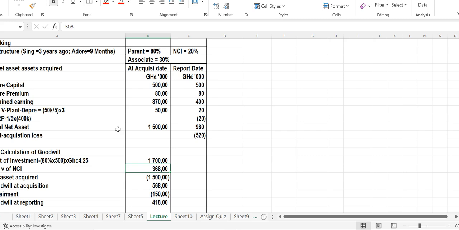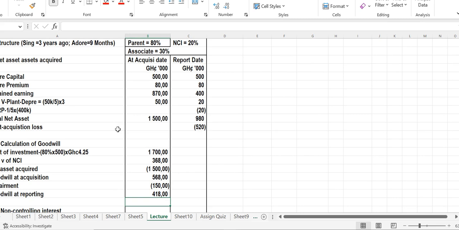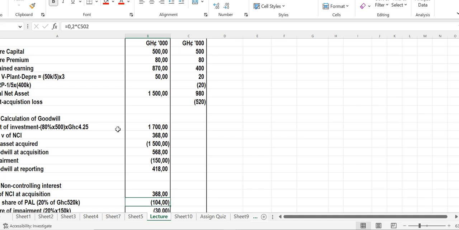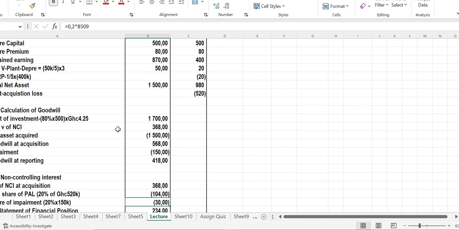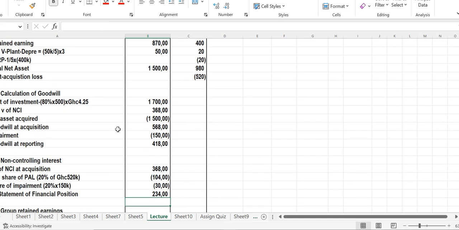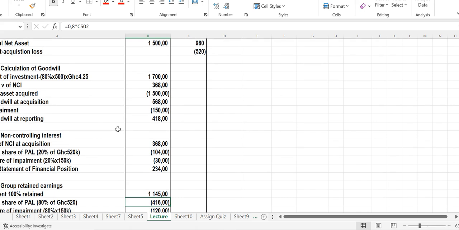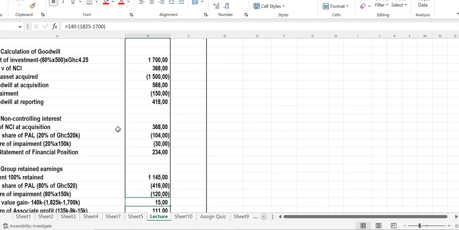parent. Then we calculate the fair value of NCI, which is given in the question. Then we take out the net asset as we have calculated in working 2. There is goodwill and there is impairment, which is also given in the question, and then goodwill at reporting. Your non-controlling interest, fair value, and then we are sharing the loss, and then there is their share of impairment. Then group retained earning, we are sharing the loss. Then there is impairment and there is fair value gain.